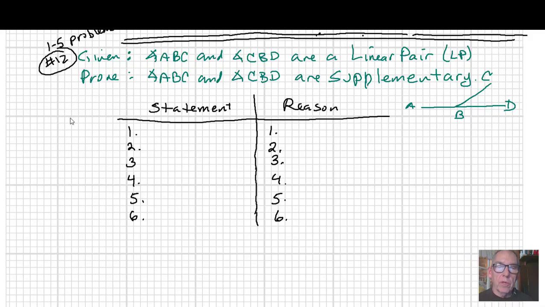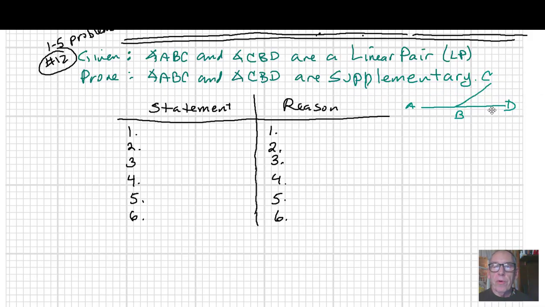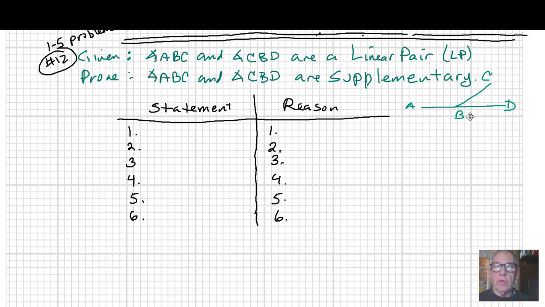So again, the understanding part is to ask ourselves what we need to do. Now they're telling us that these are a linear pair. So I drew a linear pair pattern here. ABC, CBD are the angles, and these 2 angles they're telling us are supplementary, which means they add up to 180 degrees. Well, that's what we need to prove, that they add up to 180 degrees.